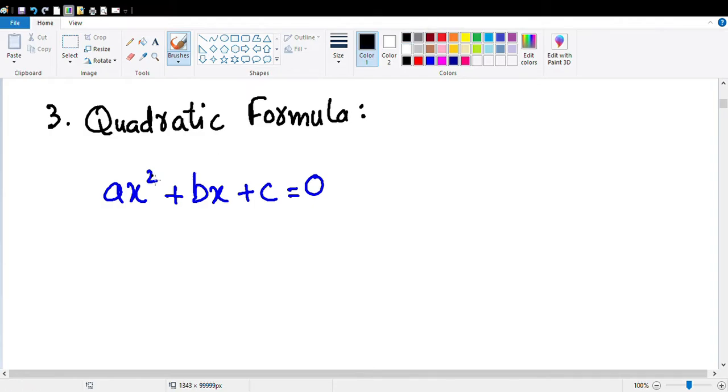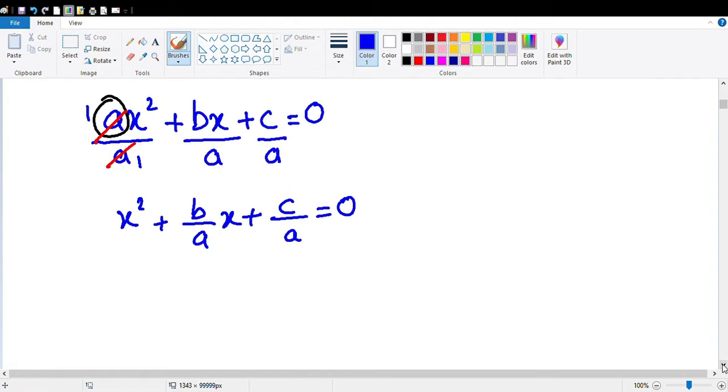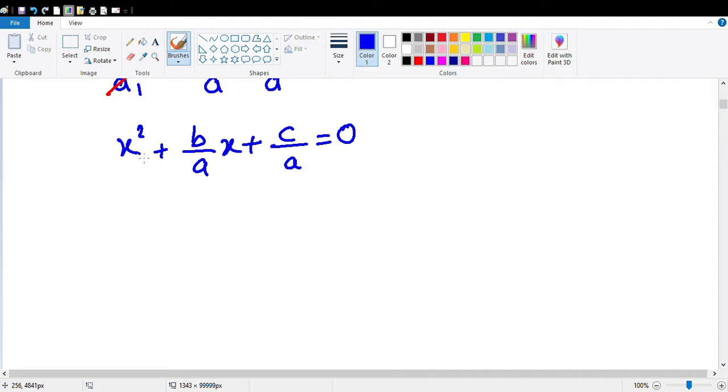You can see it's not 1 right now, it's a, and this can be a problem, right? So I don't want that. I'm going to divide everything by a so that I get rid of a for the squared variable. And when I do that, a and a will cancel out here. So I'm left with x squared plus b over a x plus c over a is equal to 0, right? And this is the equation without a as the coefficient of the squared variable.